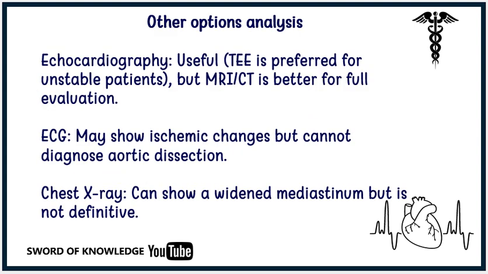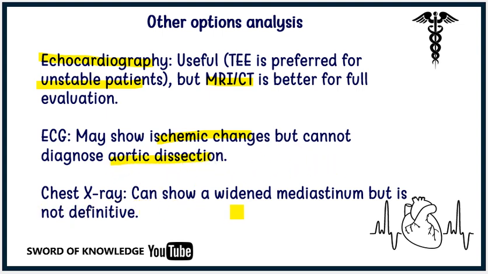Okay, let's discuss why the other options are not correct. We have echocardiography that is useful if the patient is unstable, but our patient is not unstable. And which are better? MRI and CT, especially CT angiography is the best one, which is our answer. ECG may show ischemic changes if there are any, but cannot diagnose aortic dissection.